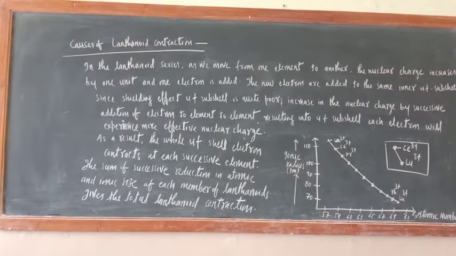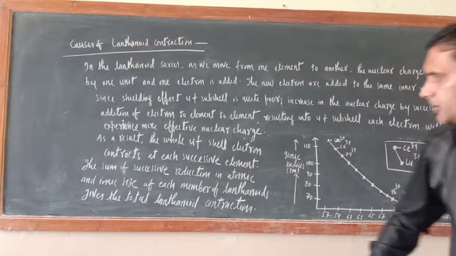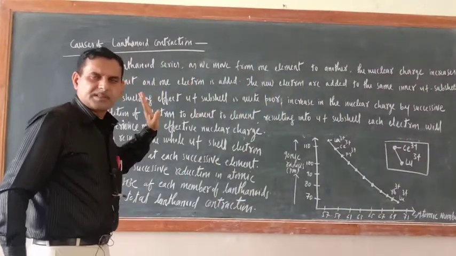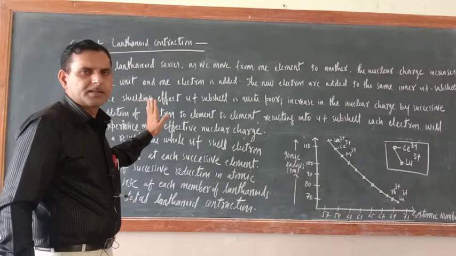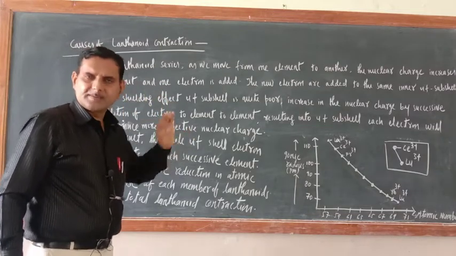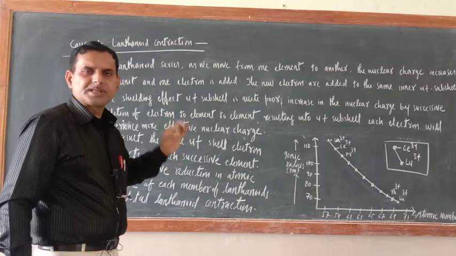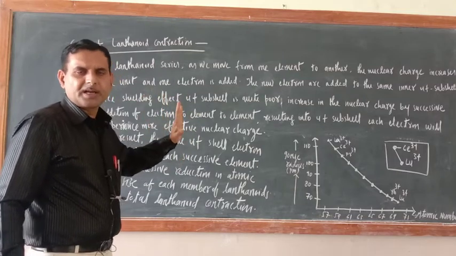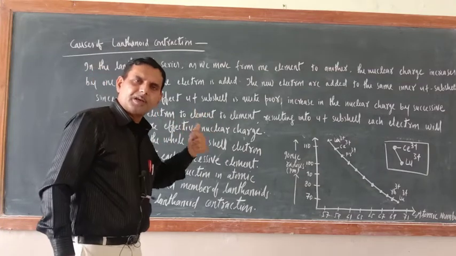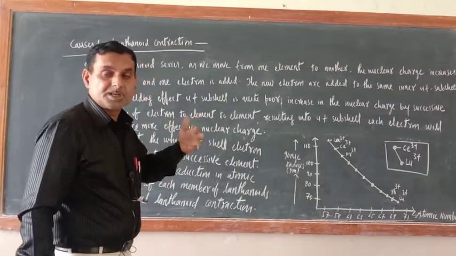So dear cadets, just see here the causes of lanthanide contraction. In lanthanide members the electron is entering the 4f subshell, and you know the f subshell has a poor shielding effect. So many times I have explained to you the meaning of strong shielding effect and poor shielding effect.